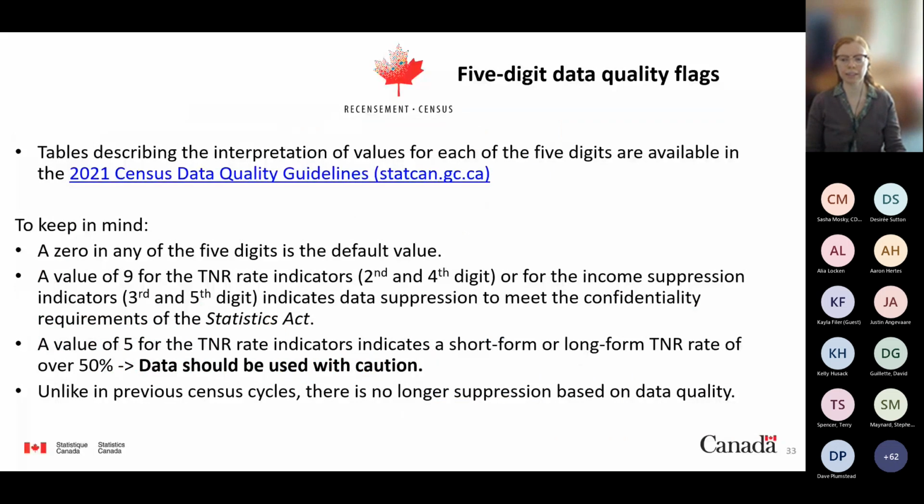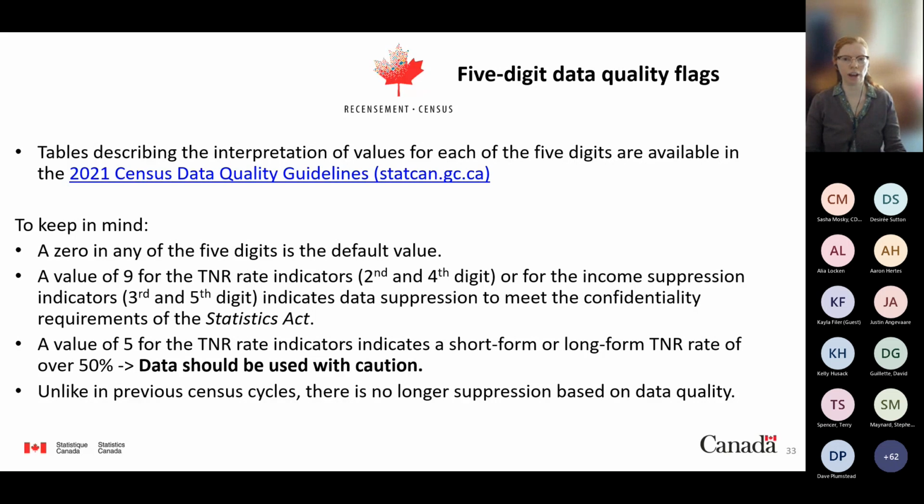So the complete table listing the possible values for the digits of the data quality flag and their meanings is provided in the Census data quality guidelines on our website. Just a few things to keep in mind about the data quality flags. So firstly, a 0 in any of the digits is the default value, which would indicate the lowest range of TNR rates or no suppression, depending on the digit.